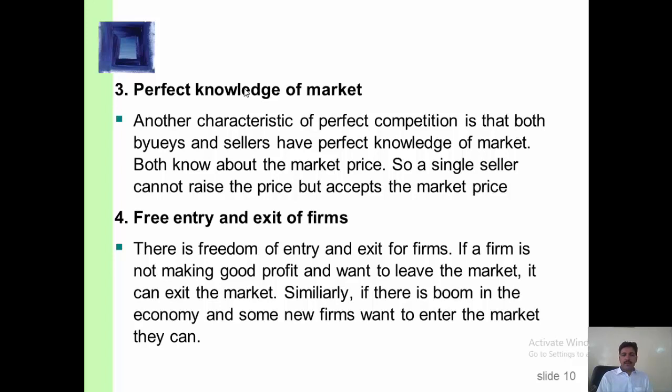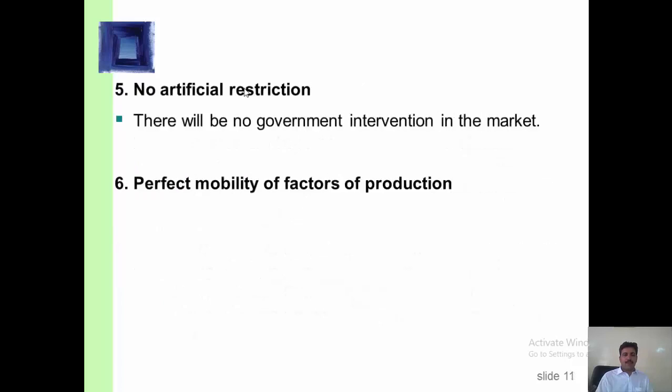Suppose the market is not going well. If some of the firms are making losses, then they are allowed to exit the market. If there is a boom in the economy and most of the firms are making super normal profit, then a new interested firm can enter the market. No artificial restrictions, so there will be no government intervention in the market. There is no floor pricing, no ceiling pricing, and no government intervention in the market. Perfect mobility affects the production: the factors of production are allowed to move from one place to another.